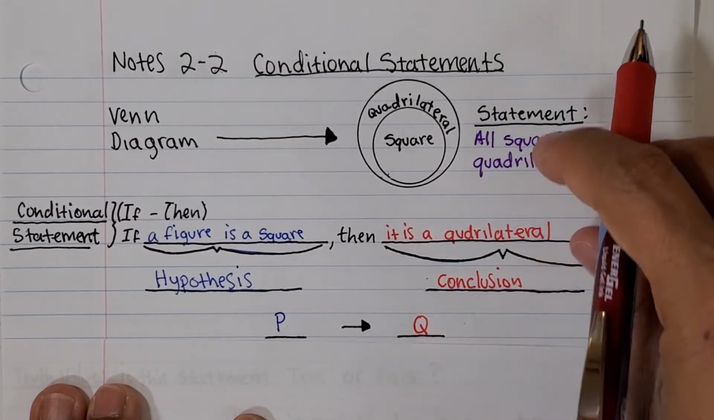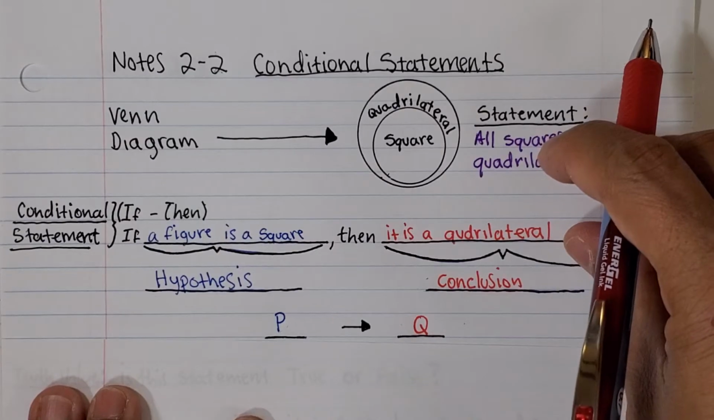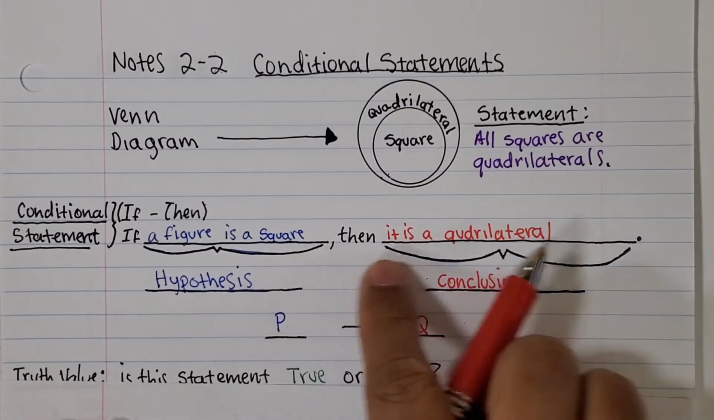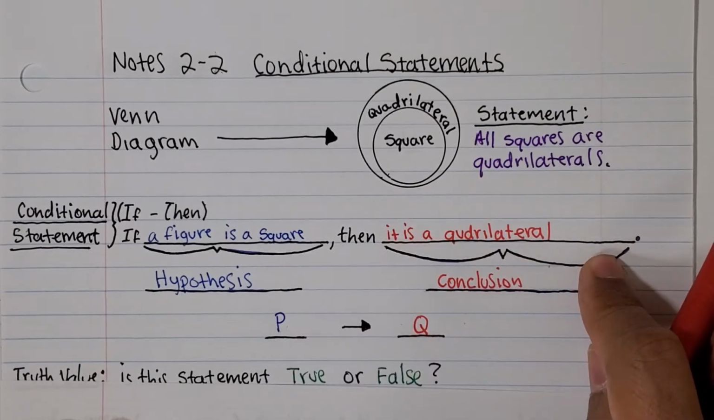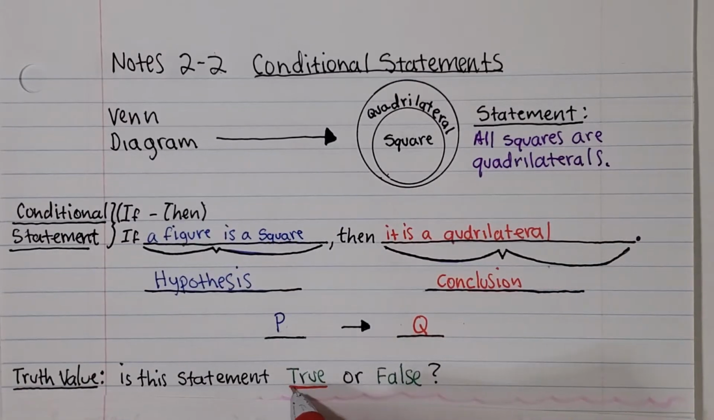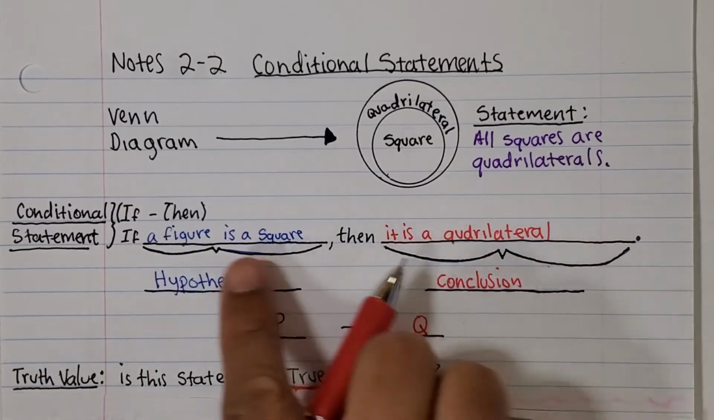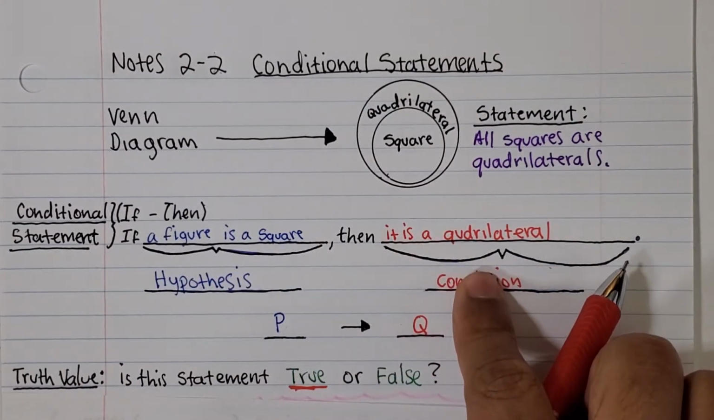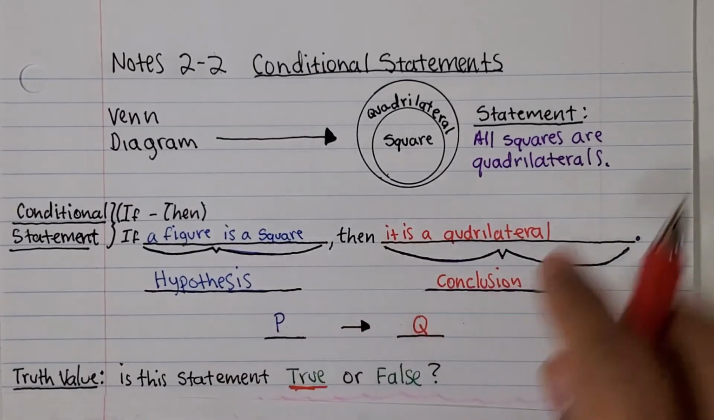Now, let's think about this. Is this a true statement? What I'm saying here, if a figure is a square, then it is a quadrilateral. And the answer is yes, this is a true statement. Okay? And if you disagree, try to find a counterexample that contradicts this conditional statement to prove me wrong. But this one is a true statement.